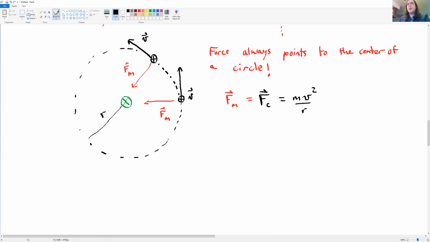And the V here, this V right here, let me try and make it look a little bit more like the V I drew before, is just the magnitude of this velocity right here, right? So it's the tangential velocity, which stays the same. So uniform circular motion means the speed is constant, right?